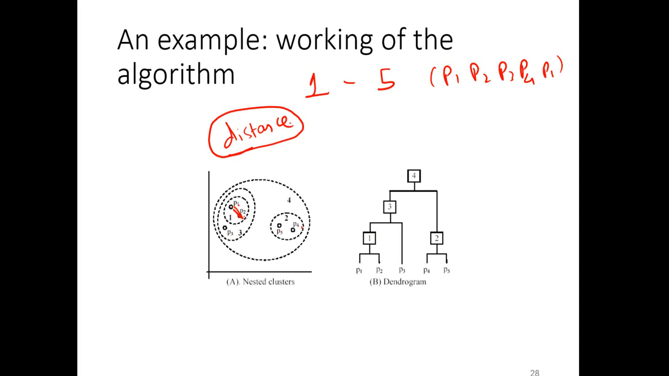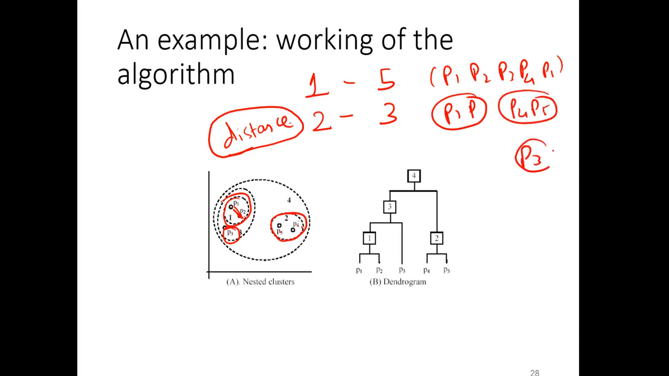So we calculate the distance between P1 and P2. That happens to be the least, so we combine them into one cluster. Here also P4 and P5 are close, so we combine them into one cluster. P3 remains alone, so there are now 3 clusters. In the second iteration we have P1, P2 in one cluster, P4, P5 in another cluster, and P3 in a separate cluster.